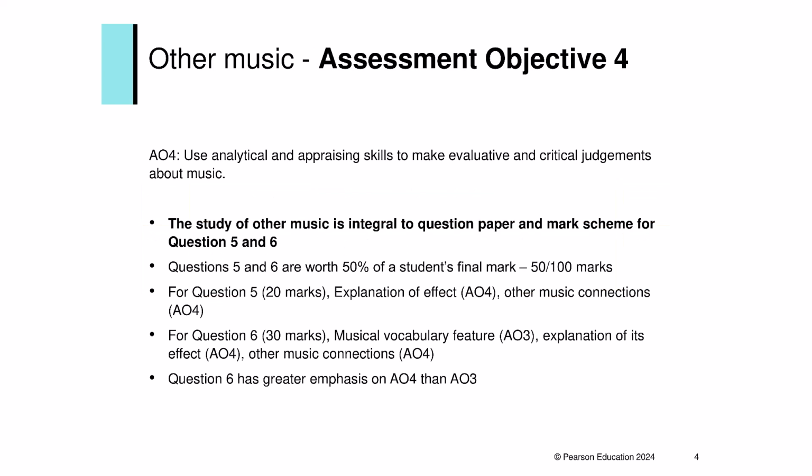Assessment Objective 4 from the specification means to use analytical and appraising skills to make evaluative and critical judgments about music. With the appraising paper, other music is integral to the question paper and mark scheme for questions 5 and 6. The paper is out of 100 marks, with 50 of those coming from questions 5 and 6. It is worthwhile noting that question 6 has greater emphasis on AO4, not AO3.